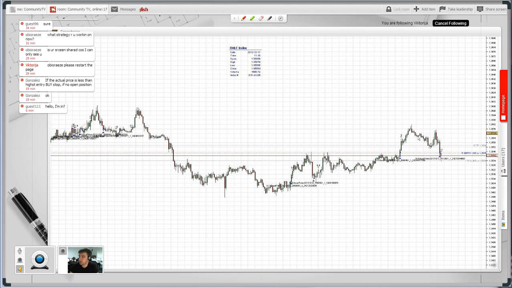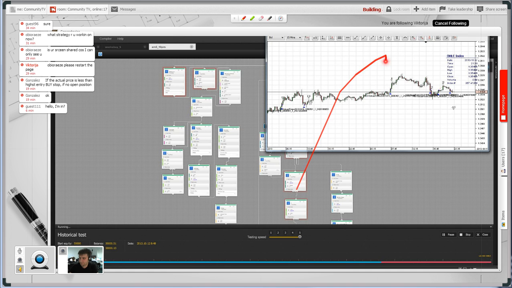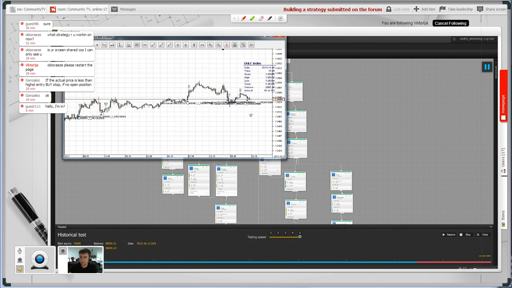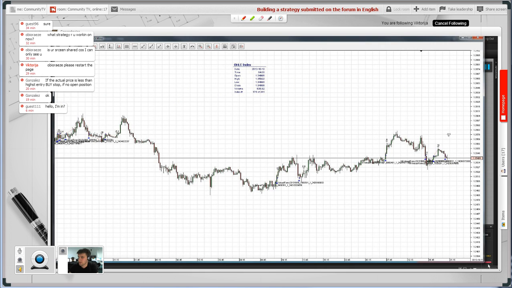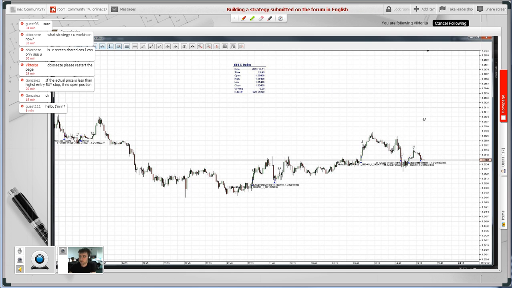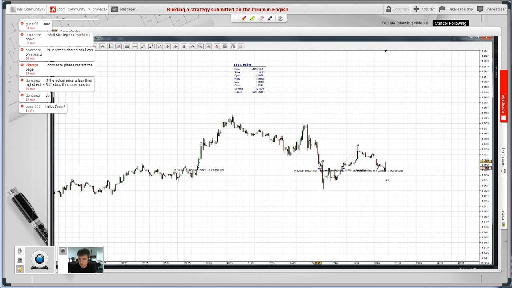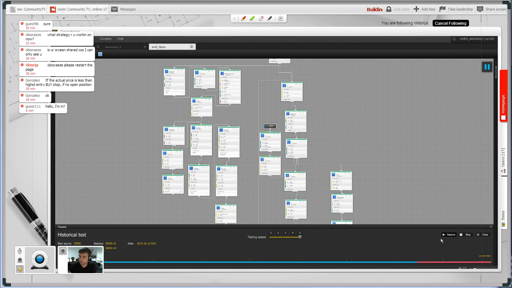Once again, new day. Pause. Let's go 5 minutes. Here it wasn't trading because price was above stop order, stop level price. Here it placed again. Resume.